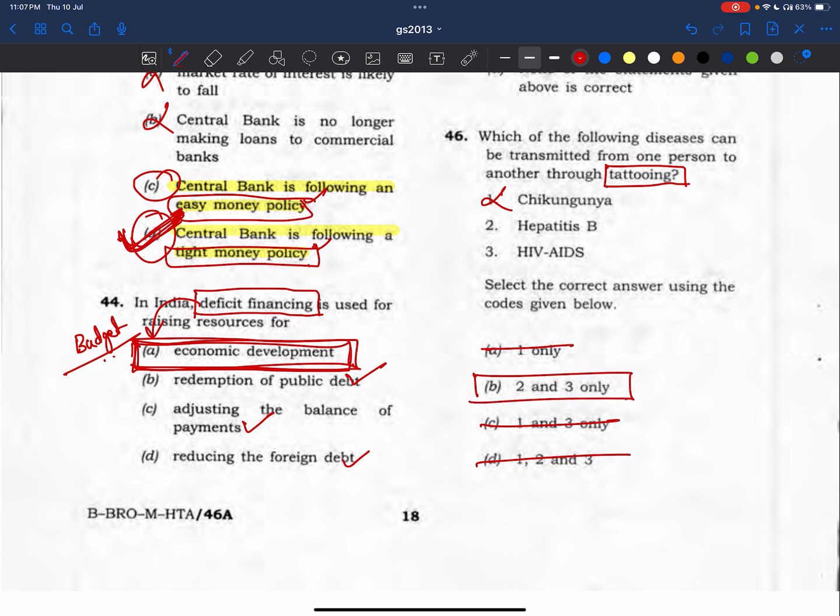If you eliminate one, answer is 2 and 3. These two are definite. They definitely spread through blood and body fluids. We know HIV/AIDS. It is spread through what? Blood fluids. It is in bloodstream, serum, and the genitals as well, right? And hepatitis B also spreads through blood and body fluids. Okay, answer is 2 and 3.